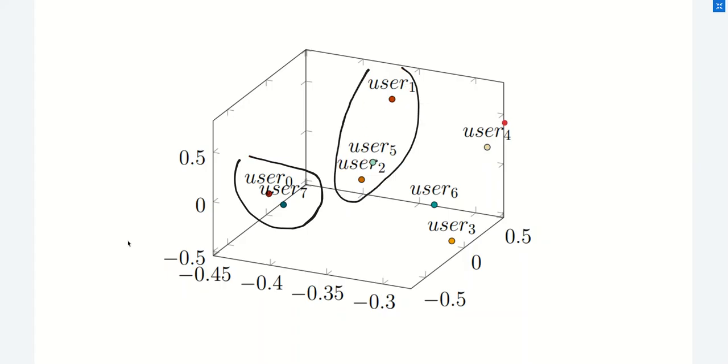And user 4, user 5, user 3, they are also somehow together. So this tells you something. Now, there are a lot of things that you can say over here, but depending on the problem you are solving will let you know the interpretation to give.